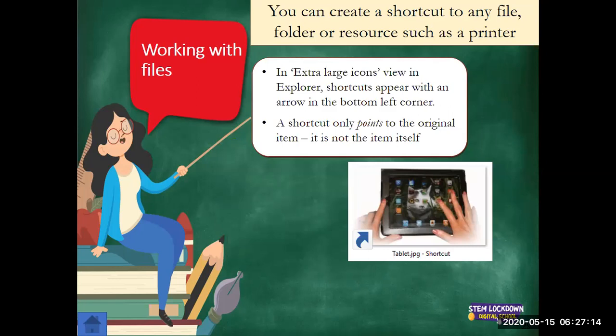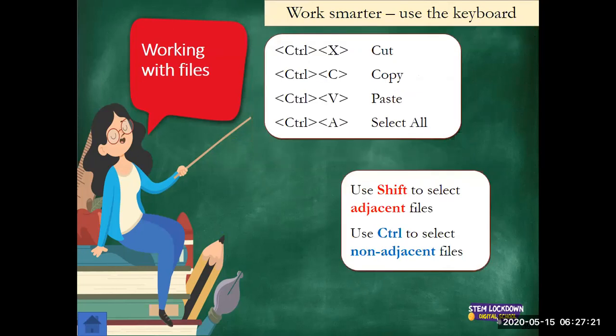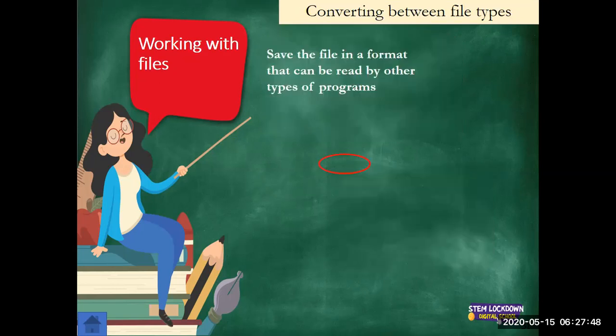You can create a shortcut to any file, folder, or resource such as the printer. Like we spoke more about that. I believe now we are familiar with that. Now, work smart. Use the keyboard shortcuts. Control X means you cut. Control C means copy. Control V is paste. Control A means select all. Use Shift to select adjacent files. Use Control to select non-adjacent files. So these are the shortcuts that you can use on the keyboard to manage your files.